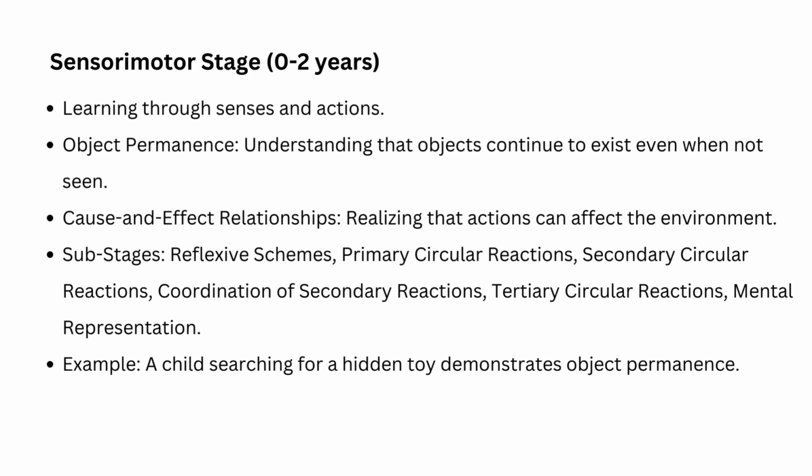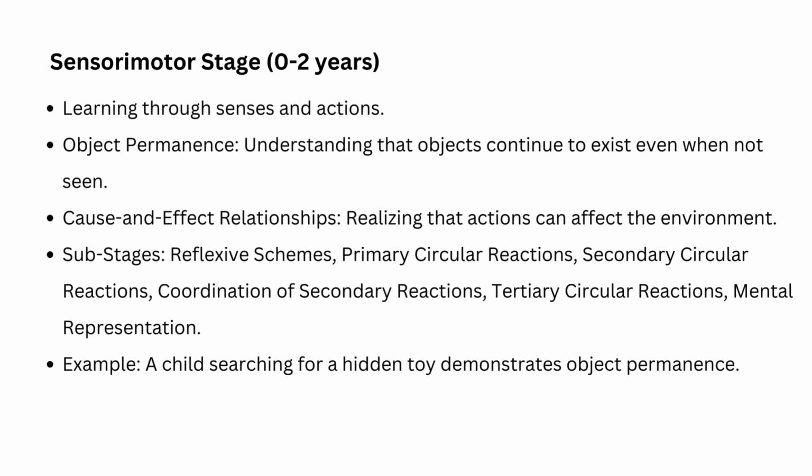Coordination of secondary circular reactions, which is 8 to 12 months. Combining learned behaviors such as using a stick to pull a toy closer. Tertiary circular reactions, which is 12 to 18 months. Experimentation and creativity, like dropping objects from different heights to see what happens. Finally, mental representation, which is 18 to 24 months. Here, the ability to create mental images of objects and actions happens. This allows for problem solving without trial and error.